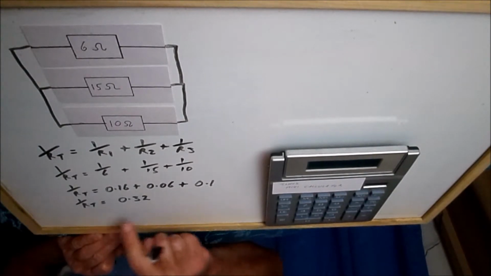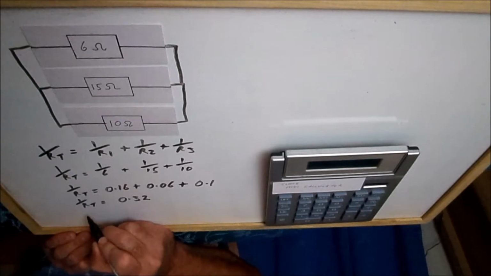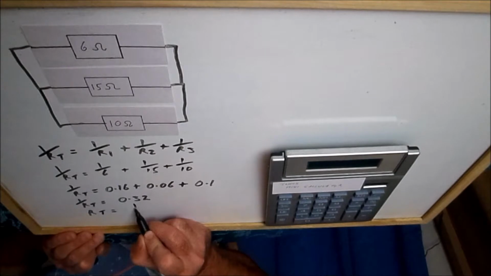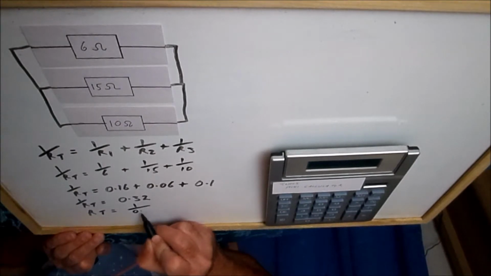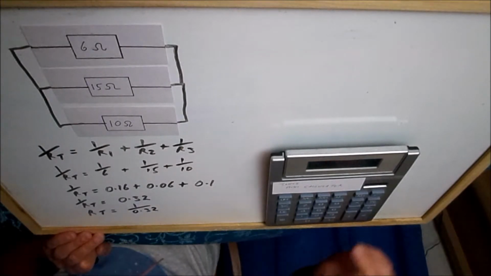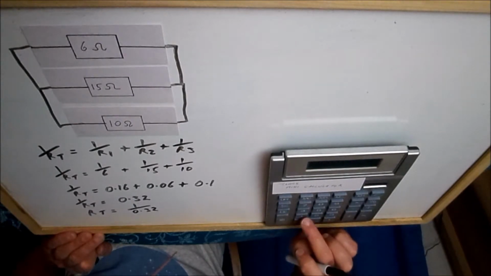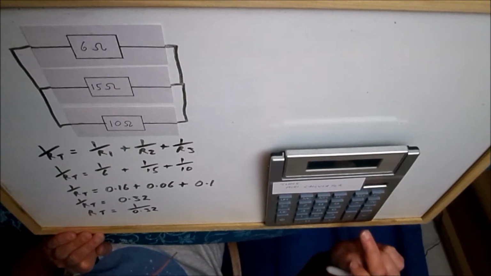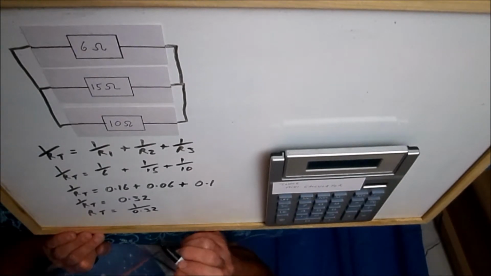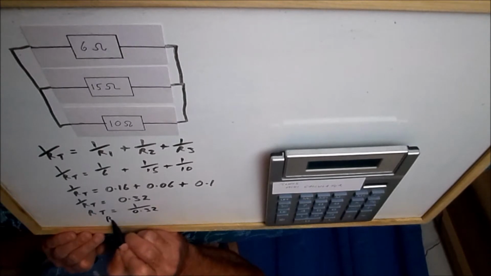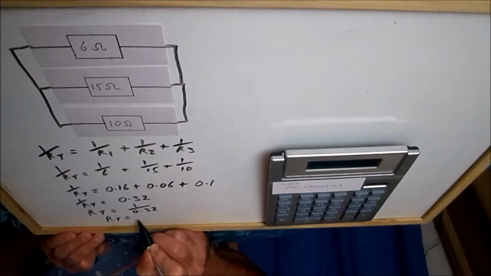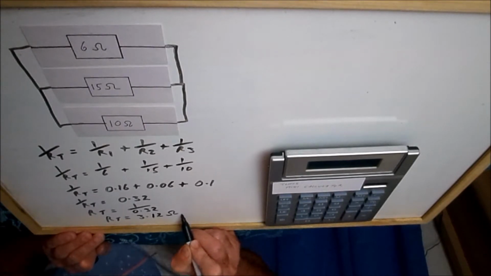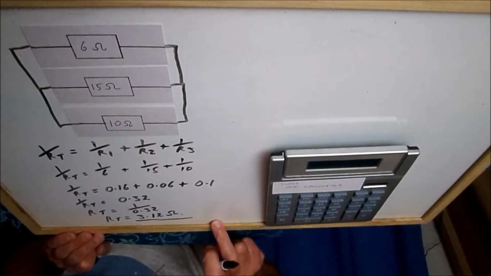We don't want to know what 1 over RT is, we want to know what RT is. So our final move, RT, is 1 divided by 0.32. So we'll just pop that into the calculator. 1 divided by 0.32, and that equals 3.12. So resistance total for that circuit is 3.12 ohms.